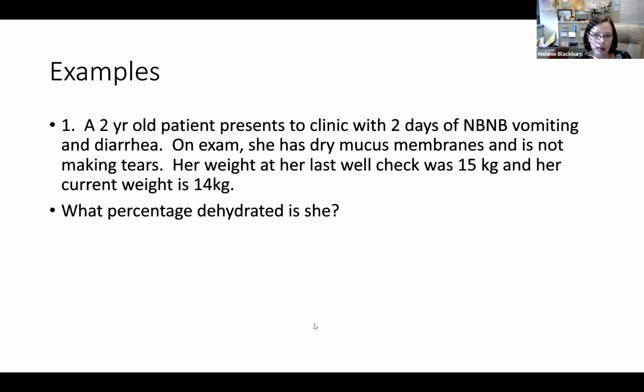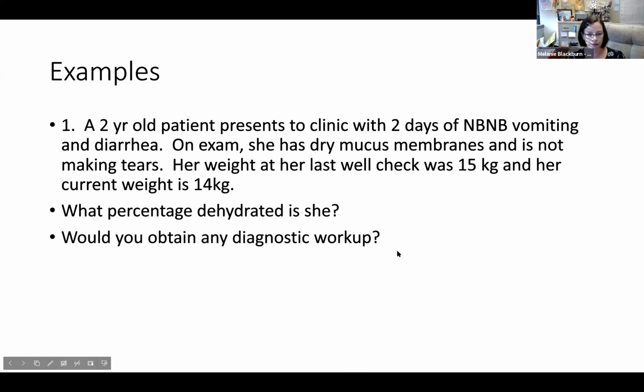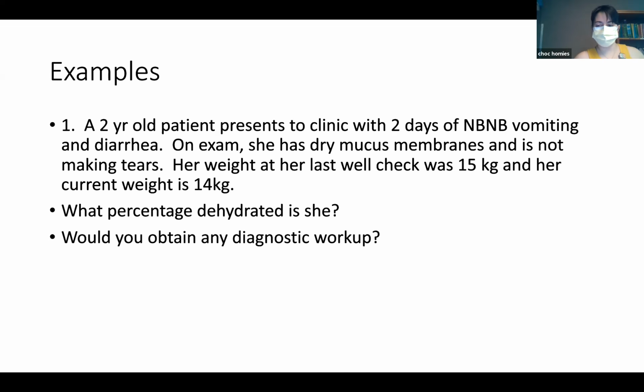And you can open up your mic or type in the chat. By calculation, it's 7%, 14 divided by 15. Perfect. So if she's 7% dehydrated, would she fall into the mild, moderate, or severe range? Moderate. Good. Okay, so knowing that she has moderate dehydration, would you obtain any diagnostic workup?